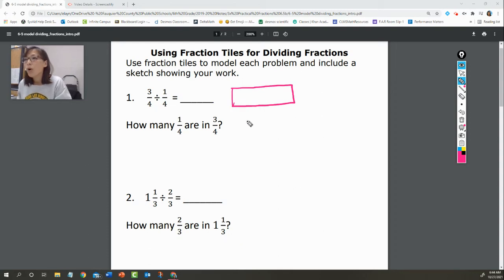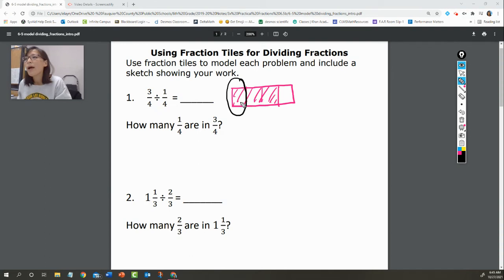I need to draw my whole amount, and then I need to divide it up into 4 pieces. What I need to shade in, though, is only 3 out of the 4 pieces. So this is representing 3/4. What I want to know, though, the size of my group is 1/4. So I'm going to circle only 1/4.